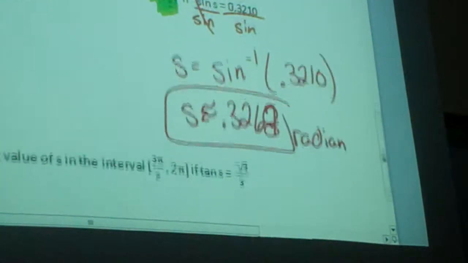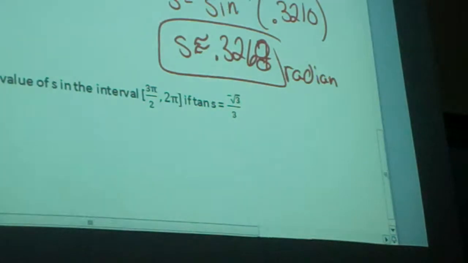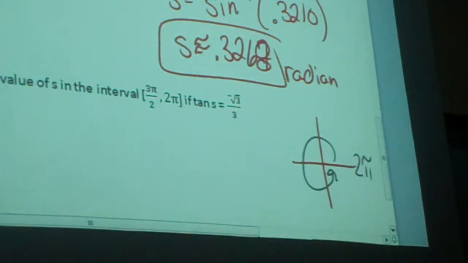Now, let's look at the next one. The next one, this should be 6, says find the exact value of S in the interval 3 pi over 2 to 2 pi. What quadrant is that in? 3 pi over 2 and 2 pi, what quadrant? The fourth quadrant. Remember, it's a full 2 pi to get all the way around.